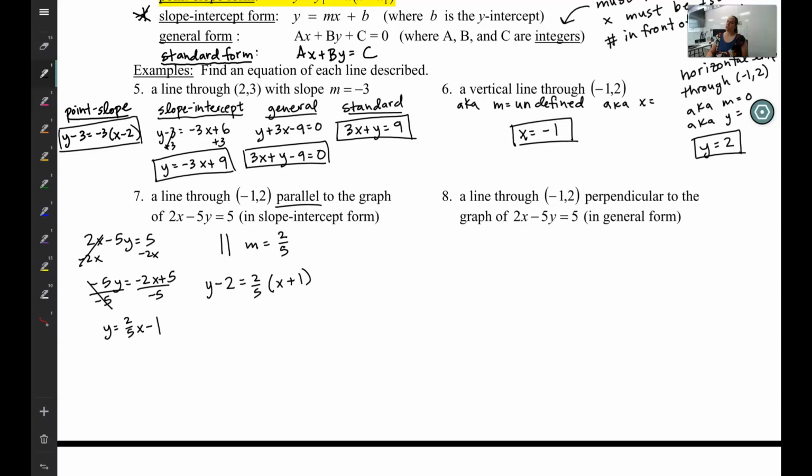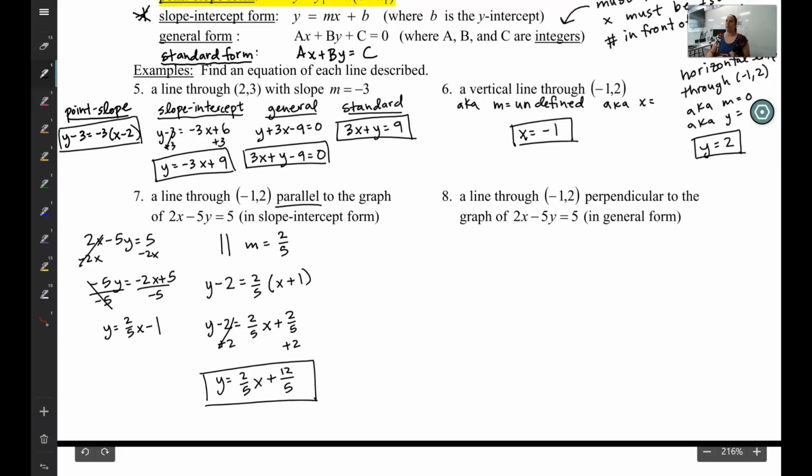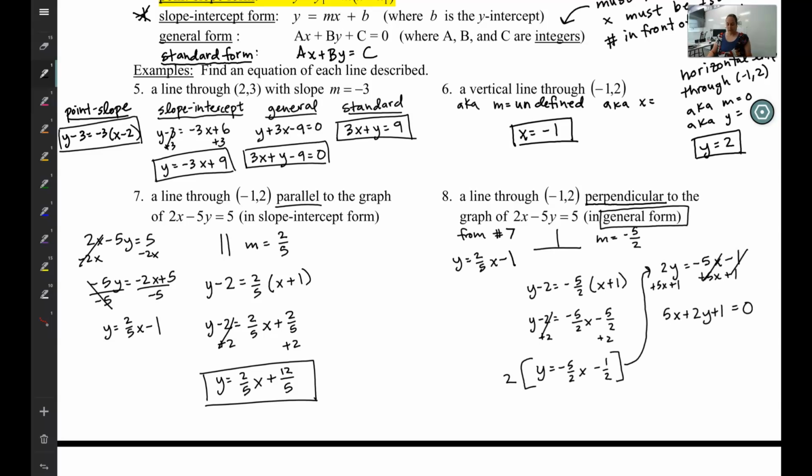But the question didn't ask for point slope form, it asked for slope intercept form. So I'm going to simplify this now to get my slope intercept form. And we get y equals 2/5 x. However, you add those fractions, should end up with 12/5, or I believe that's 2.4. So, there you go. Go ahead, pause the video, try out number 8 on your own, and be careful of reading the directions.